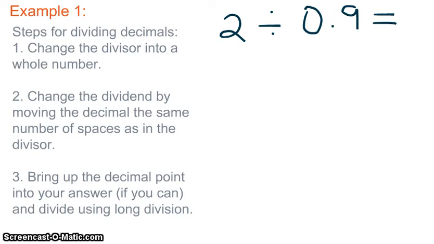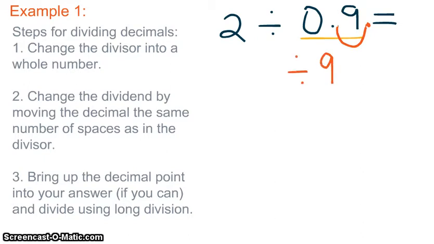Our first example is 2 divided by 9/10. So once again, you can see the steps for dividing decimals off to the side. You always want to make sure that you're following these steps when you are dividing decimals. So the first step says, once again, to change the divisor into a whole number. You can see that our divisor is 9/10, so we need to change our 9/10 into the whole number 9 by moving our decimal point one space to the right.